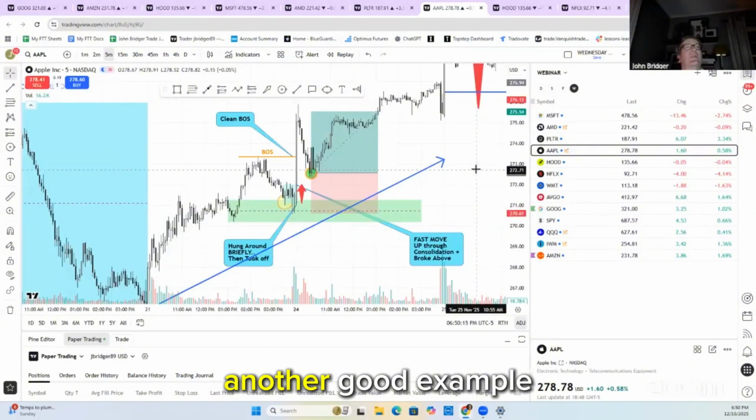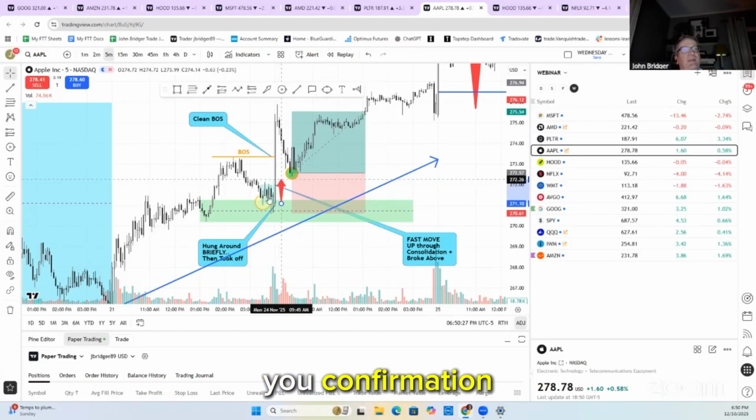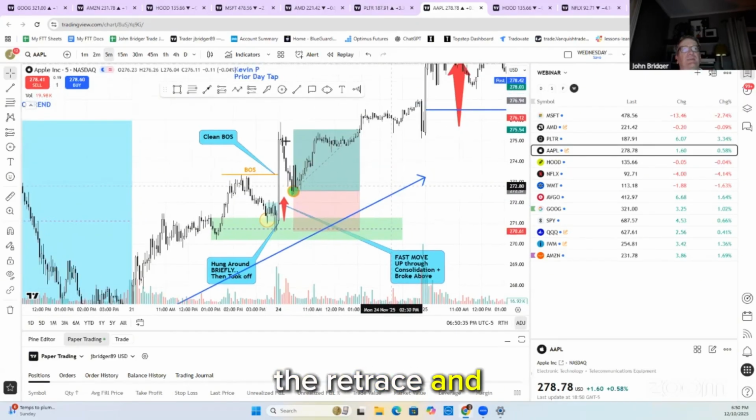This is another good example. You did have a bit of a prior day tap of this demand zone, but then right at the open it broke the prior day high. That's clean. If there's one thing that gives you confirmation, look at that move off of the open. Clean break of structure, waited for the retrace, got in after the retrace, and played it up.